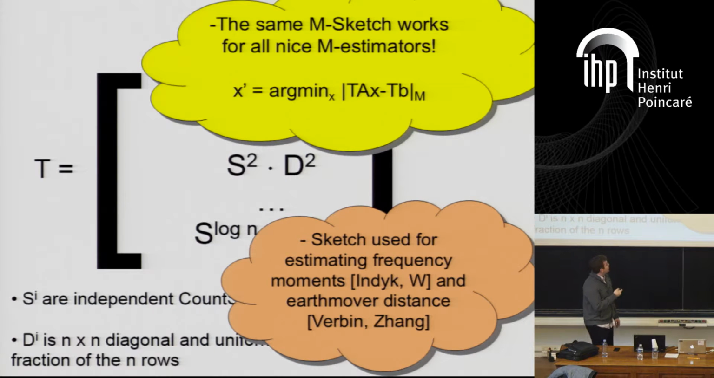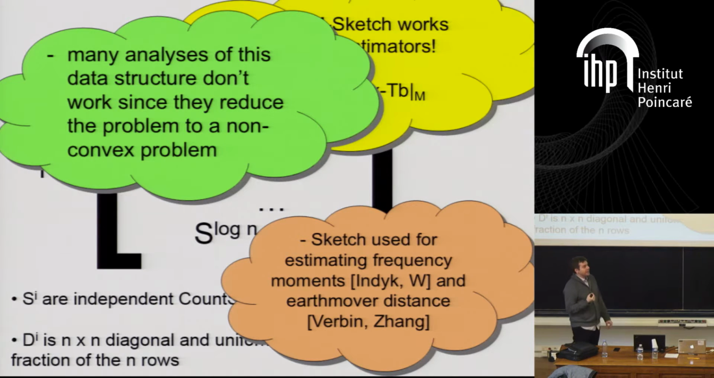This sketch is used quite frequently in the data stream literature for estimating frequency moments, for earth mover distance. But I want to mention that many analyses of this data structure don't work in our setting because they reduce the original problem to a non-convex problem, because they use things like median operations inside of the sketch space. Here it's really important that we take our regression problem and reduce it to a smaller version of itself, so that we preserve convexity and have efficient algorithms on the small problem.